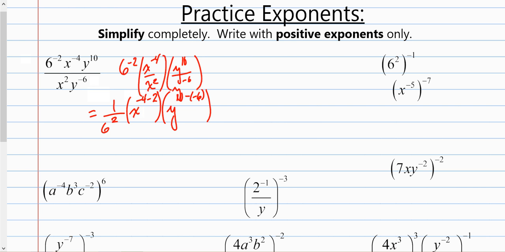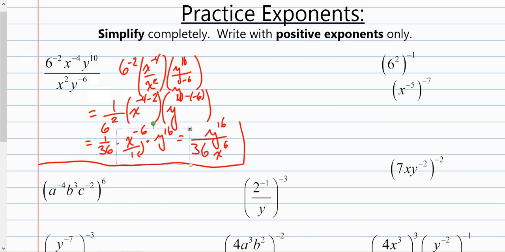So, ultimately what I'm left with is 1 over 36 times x, negative 4 minus 2 is negative 6. And then I've got a y to the 10 minus negative 6, that's a y to the 16. And remember, this x to the negative 6 wants to be down in the denominator. So, finally, I have a y to the 16th over 36x to the 6th.